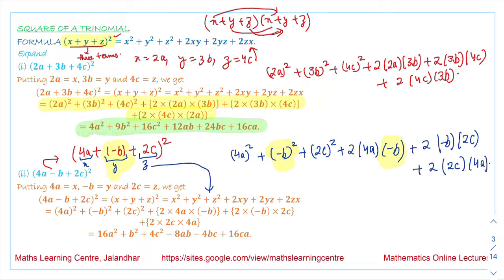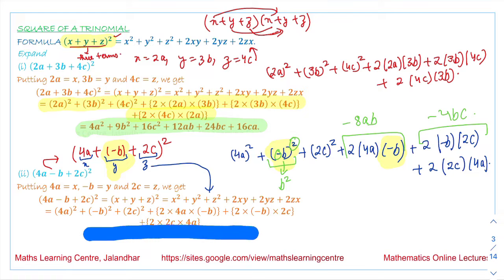Now when we talk about this term, (minus b) square, it is basically b square because the square is there, so the negative sign will be removed. When you solve this term, it is minus 8ab. When you solve this term, it is minus 4bc. So the final answer that you will get will be in this form.